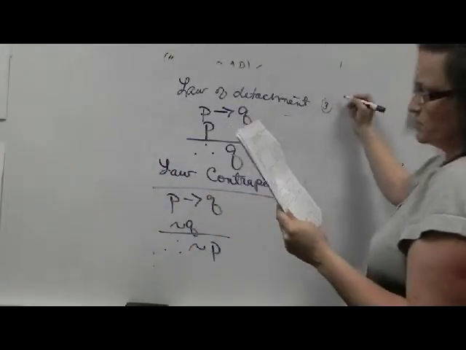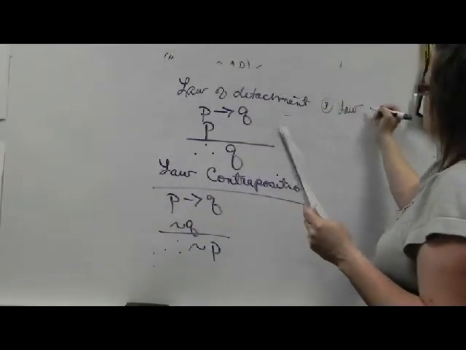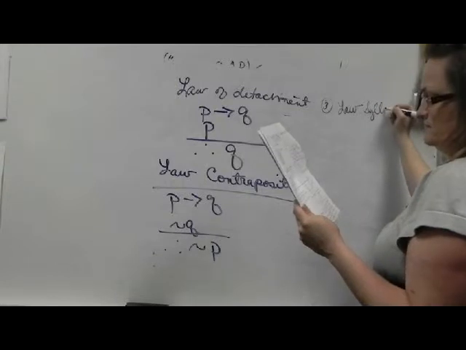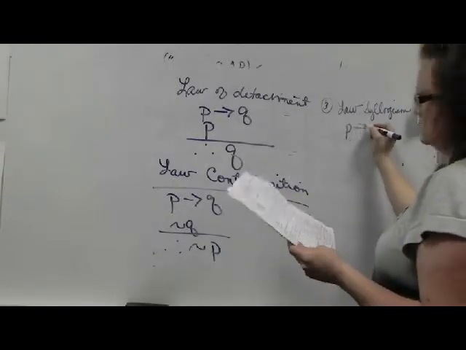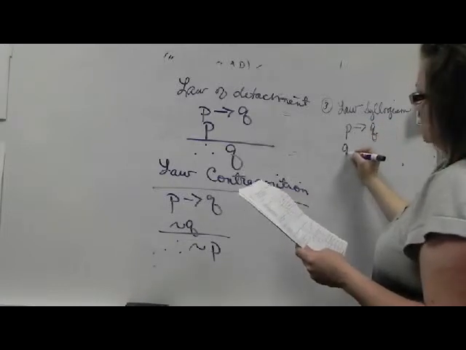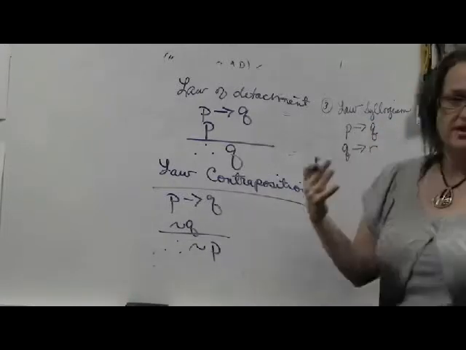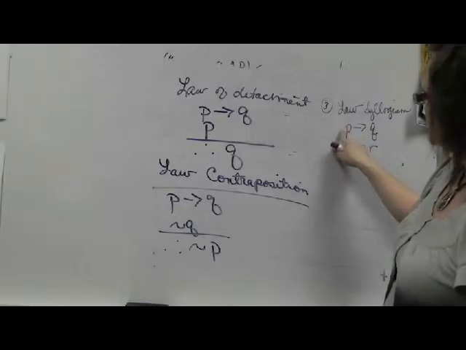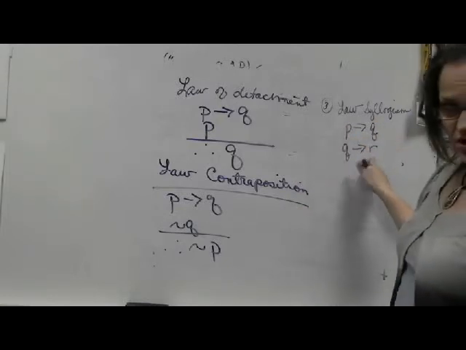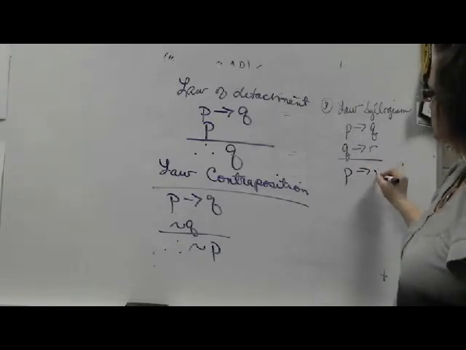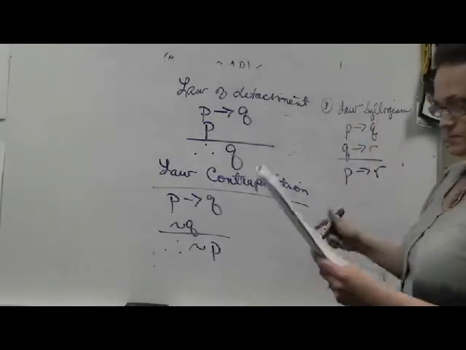The third valid argument is the law of syllogism. It says if P, then Q. If Q, then R. And I kind of think of this as being a transitive property. If P, then Q. So Q happened, and that led to R. Then P must also lead to R. That's the law of syllogism.